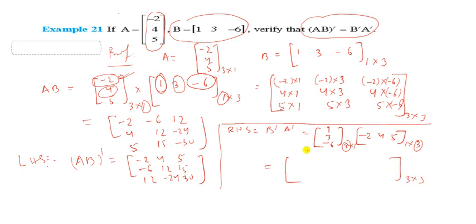Resulting matrix 3 cross 3. This is the first row and first column, that is 1 into minus 2. This will be 1 into 4, 1 into 5. This is 3 into minus 2. This will be 3 into 4, and this will be 3 into 5.